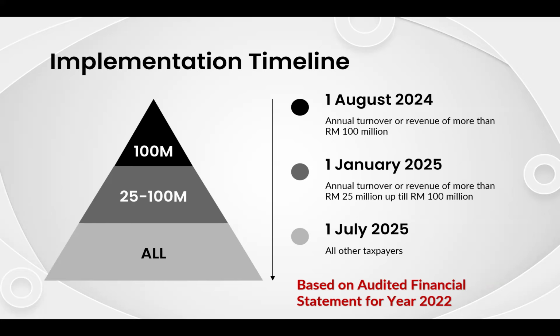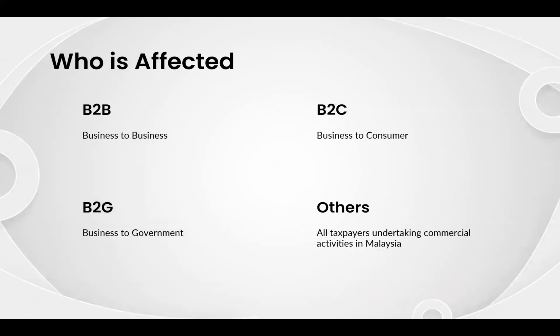But if you are a new business, then strictly you are third phase. Let's say you are a new business in year 2024. You do not have a 2022 audited financial statement, right? So you all fall under the third phase, which is 1st July 2025. So your job and your task is to make sure you know which phase you are.